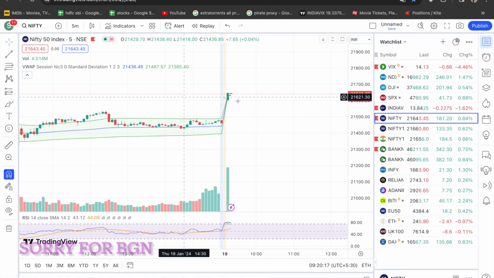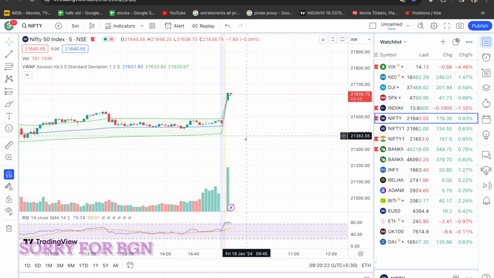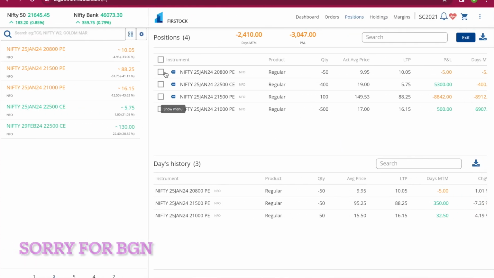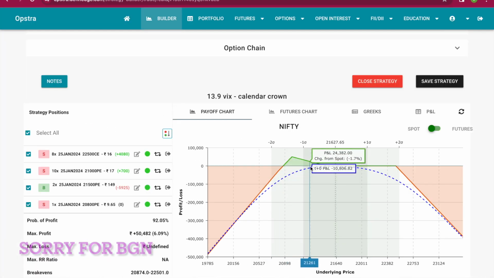So as of today, see this red candle. Now this makes me afraid, and then this can easily come down to like 21,200 levels, and this PE will give me profit. You know, here if you see, immediately as soon as we reach like 21,300 levels, we get decent profits.